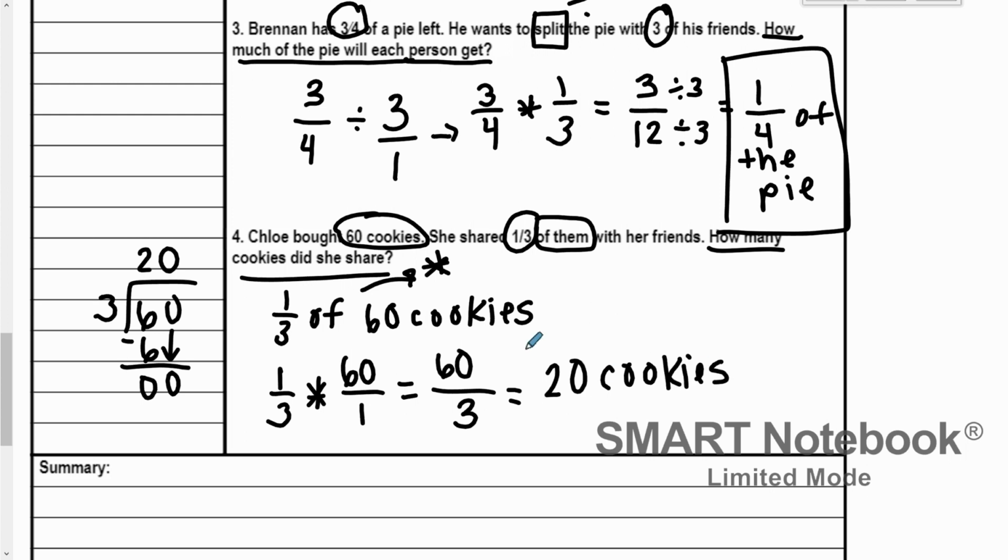Let's check to make sure that makes sense. Chloe bought 60 cookies. She gave a third of them, so she's dividing them into 3 groups. Okay, how many cookies did she share? Well, 60 divided by 3 is 20. Or if she's sharing 1/3, so one of those 3 groups would be 20 cookies. That does make sense.